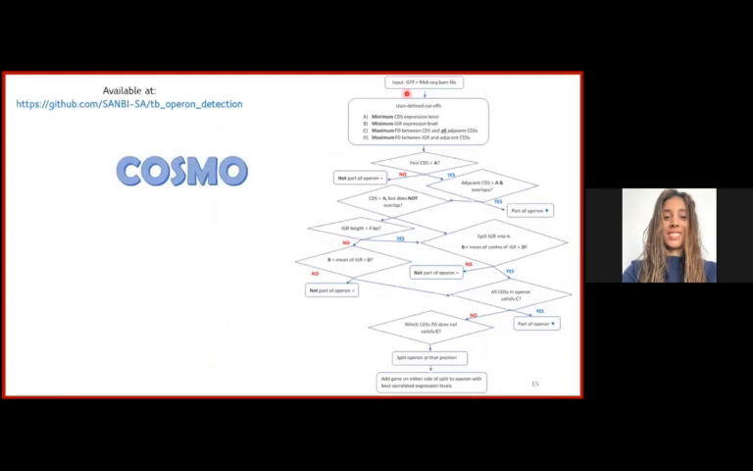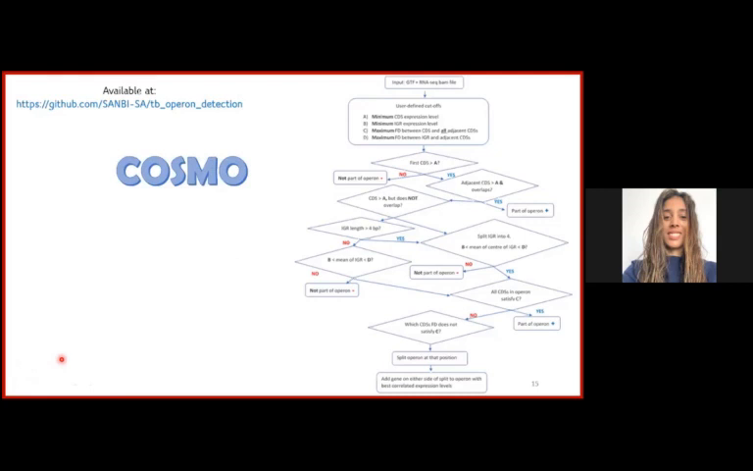I can't really see if you can see, because obviously the Zoom thing is in my way, but we have COSMO, which you can find on GitHub. It takes an RNA-seq BAM file and a GTF file that basically gives you the coordinates of the genes, and then 4 user-defined cutoffs. I'm going to explain it on this slide.